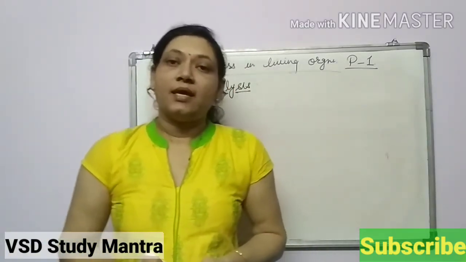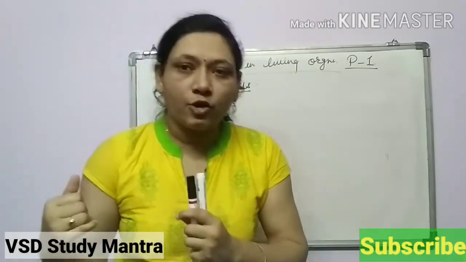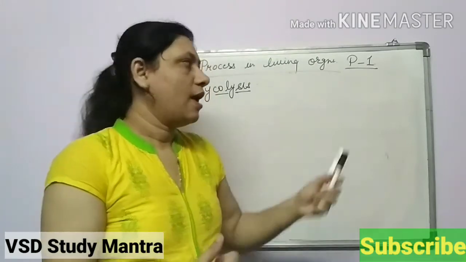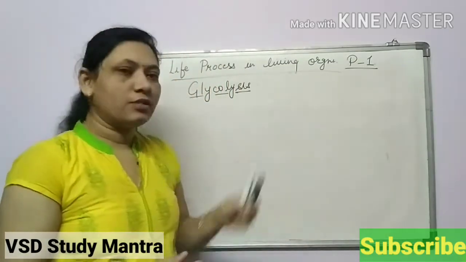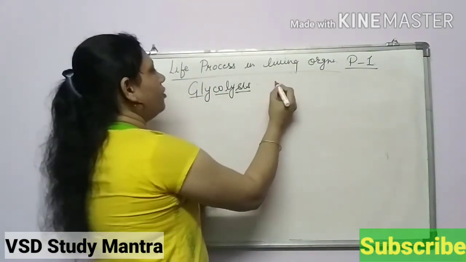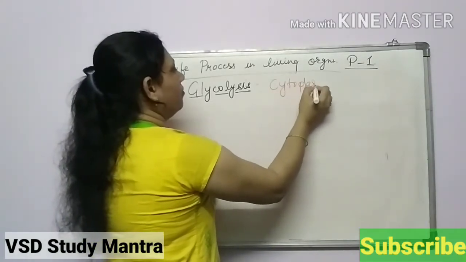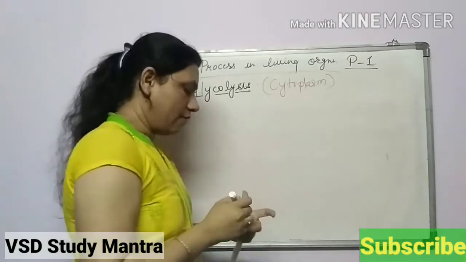Now you have studied in cellular respiration that glucose is reacted with oxygen, and it is done in mitochondria, and ATP is formed, and the two products, water and carbon dioxide, are formed. But the glycolysis process is done in the cytoplasm of a living cell.